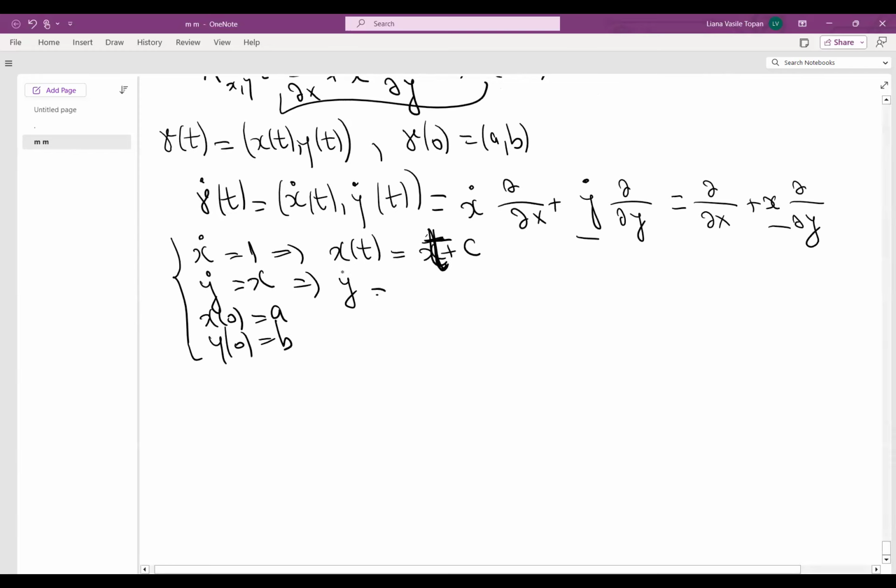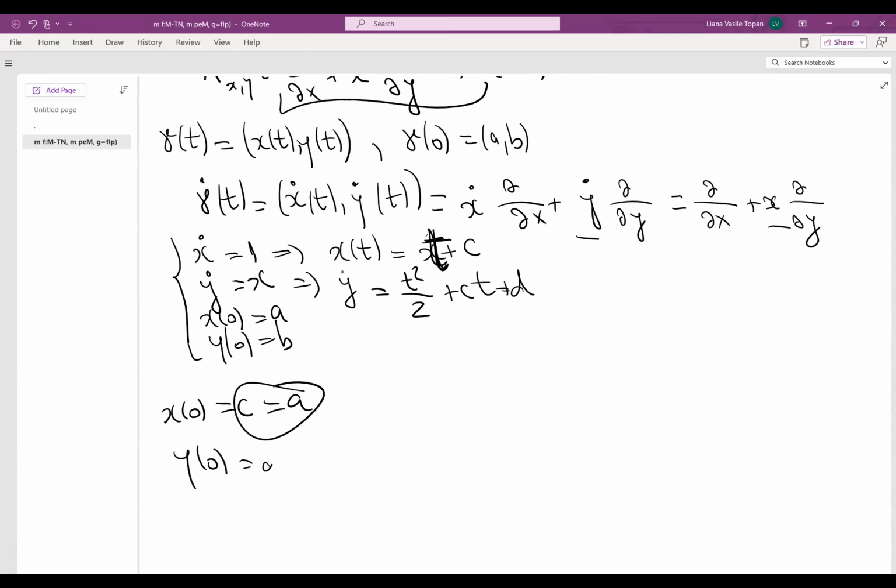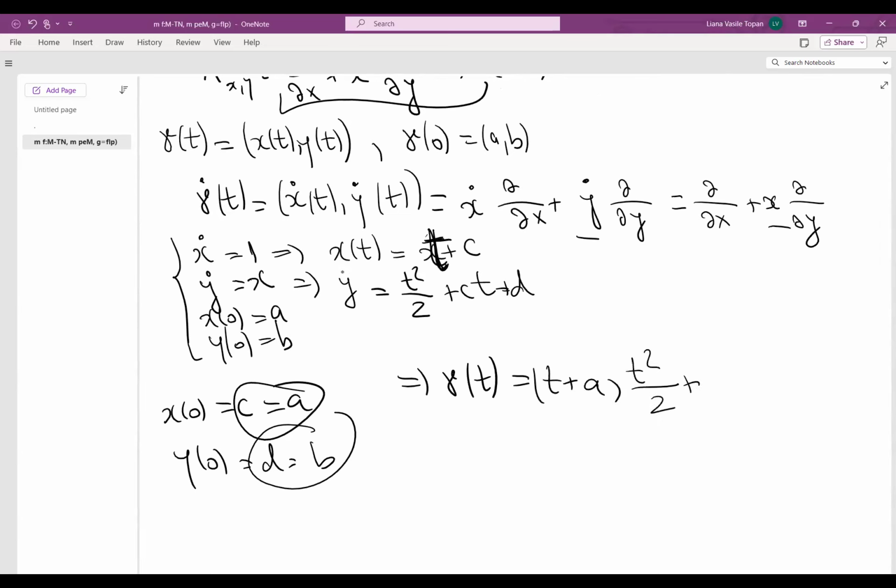You integrate the integral of t, that's t squared over 2, the integral of c, that's ct plus some d, right? And then x of 0 is c, it must be a, and y of 0, this is d, and this must be b, right? So what is the curve? The integral curve is given by gamma of t, so x is t plus a, y is t squared over 2 plus c, was a, yes, t plus d was b, something like that.